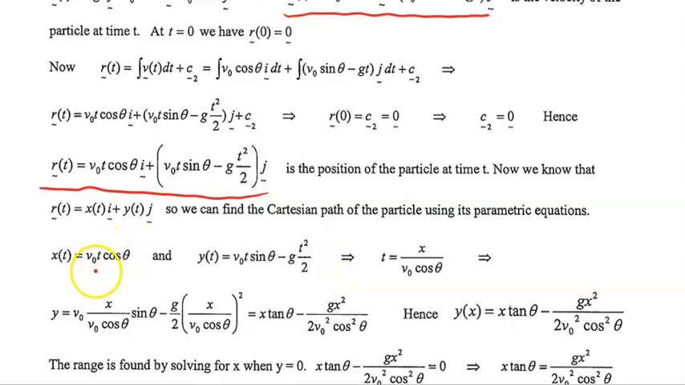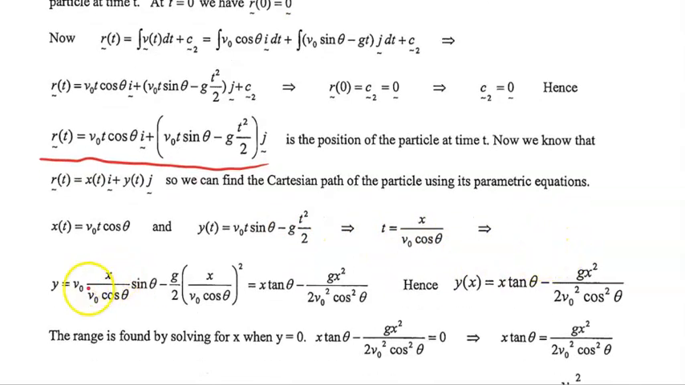From the first one, we can write t is equal to x on v0 cos theta. Then we can substitute that into the y of t here. Wherever we see a t, we can put this x on v0 cos theta. When we do that, we get this expression here: v0 times x on v0 cos theta times sine theta minus g on 2 times x on v0 cos theta squared.